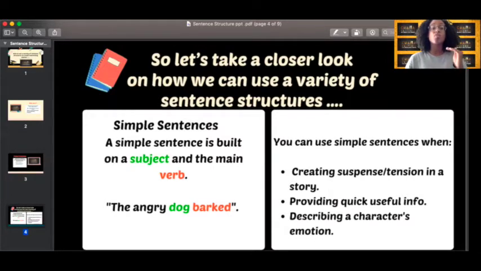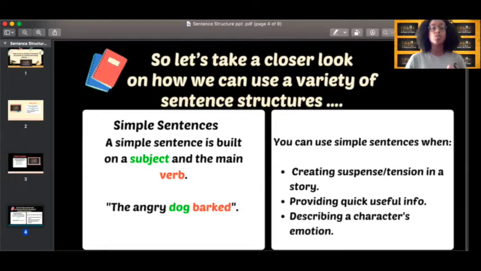So let's start off with simple sentences. A simple sentence is built on a subject and the main verb. So for example, the angry dog barked. So dog is the subject in the sentence and barked is the verb, okay?